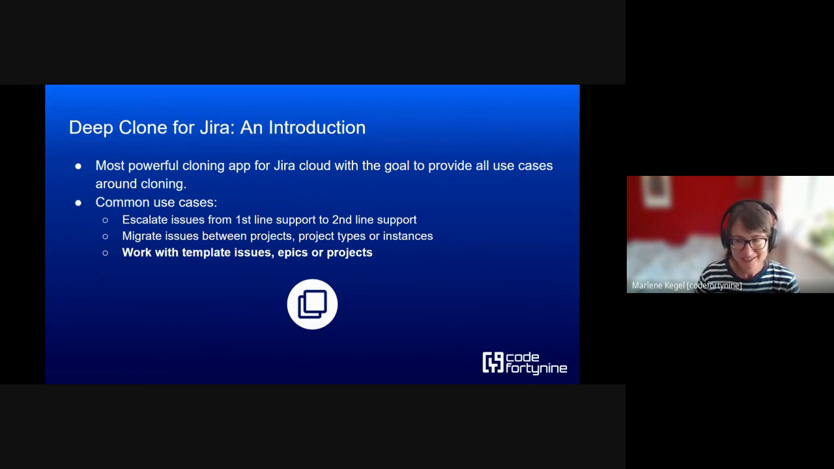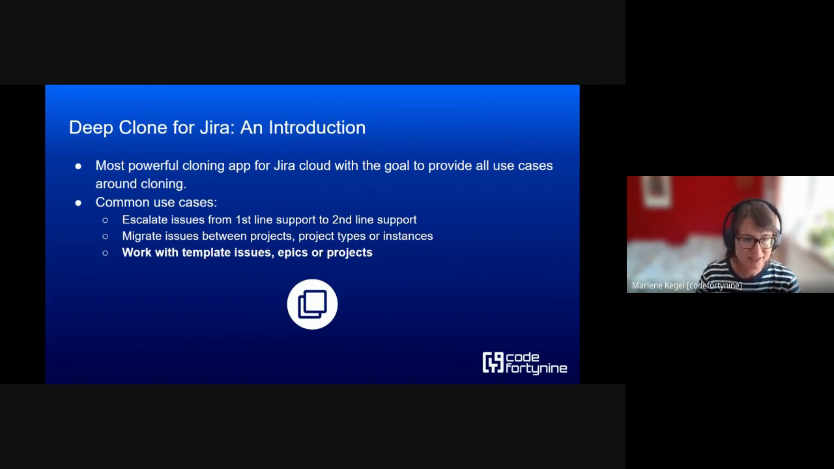So as you can imagine, an app like this has not only one use case, but we support a lot of use cases. And I want to talk a bit about three of them. So the three most important use cases of Deep Clone for Jira. One use case is for support agents who work in JSM projects. They get a ticket from a customer and there was an issue and they want to escalate the issue from support to the dev team, for example, to second line support. And they use Deep Clone for Jira to clone and move single issues to other projects along with comments.